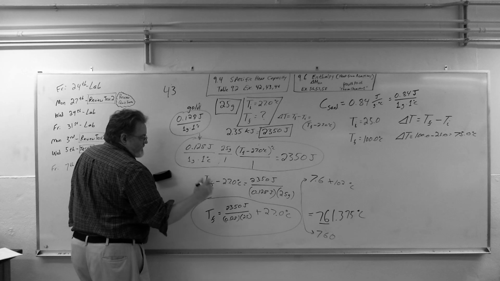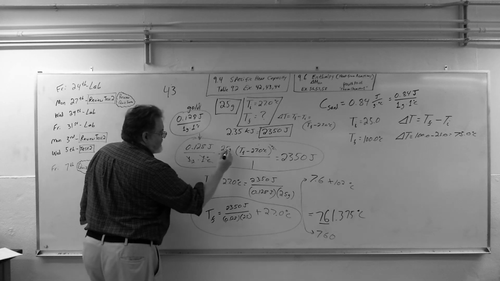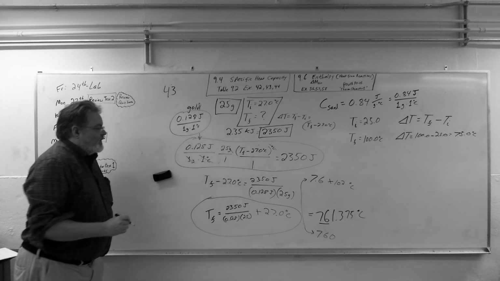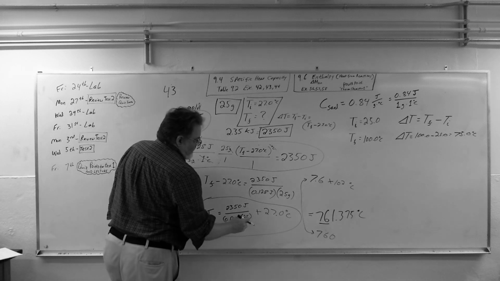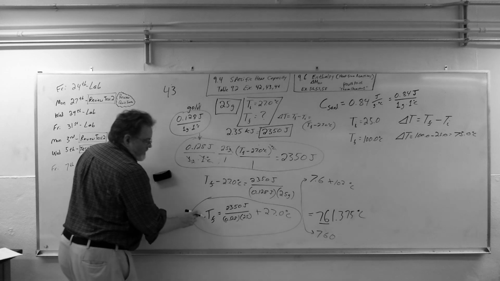So this is what screwed. I didn't follow the units through, but that's going to cancel and that's going to cancel. And you have joules to joules. But once you rearrange it this way, you'll end up in degrees C here.